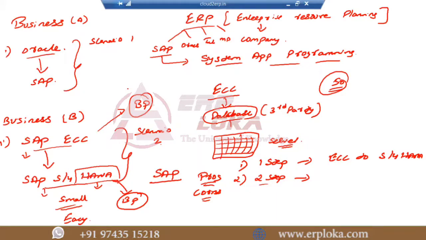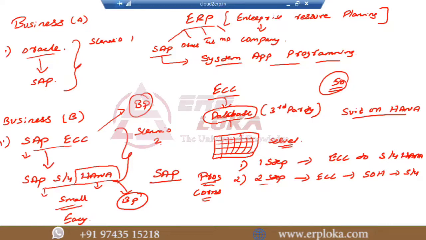So first from ECC, you will go to Suite on HANA, then you will convert to S/4HANA. Whenever you are just replacing the database from ECC to HANA, that is called a Suite on HANA. These terminologies are very important. Whenever you are just changing the database in ECC, that is called a Suite on HANA. Okay, let me write it here, Suite on HANA.